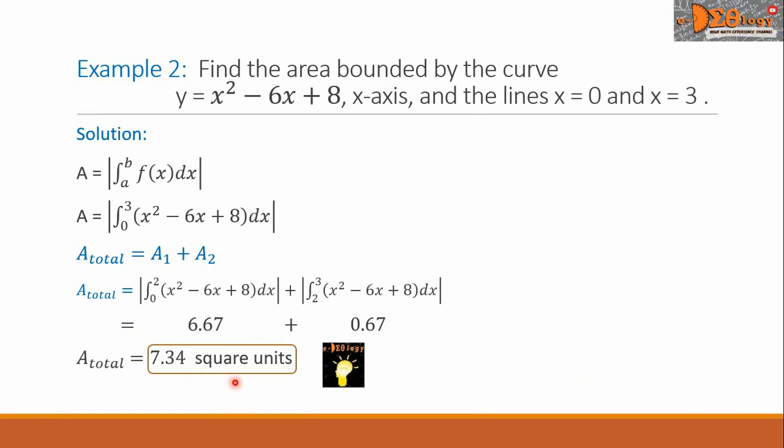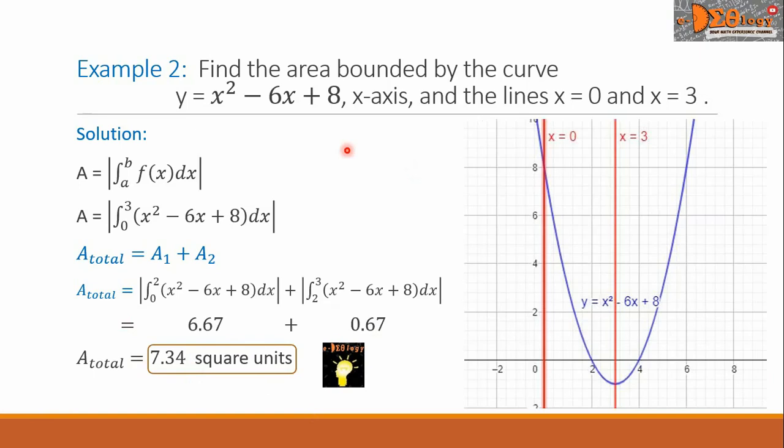Just to show the graph of this problem, we have this graph of the function. It's a parabola. Now the two vertical lines are these red lines, where x equals 0 is the first line. This is actually the y-axis. The other line is x equals 3, and it is here. Describing the area 1, it is in here. Now for area 2, we have this shaded area here.